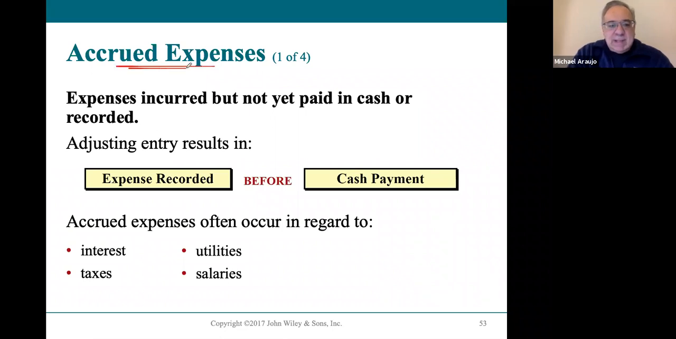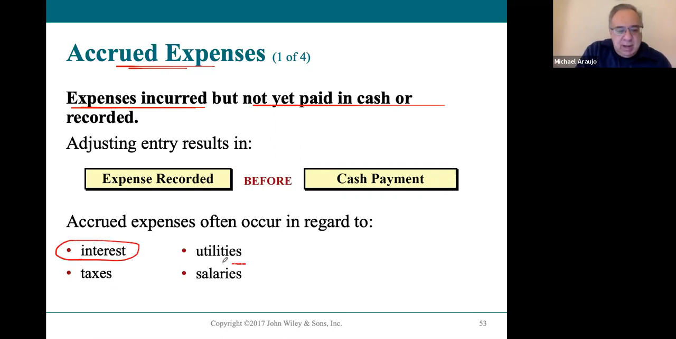Accrued expenses, basically the expense happened in that month or in that period of time, but you haven't paid it yet. Okay. And this happens a lot. The book has several examples here. What we're going to be looking at is two in particular. Salaries, I already gave you that example of if you work during the last week in October, but you're not going to get paid until November, that's a perfect example of accrued expense.